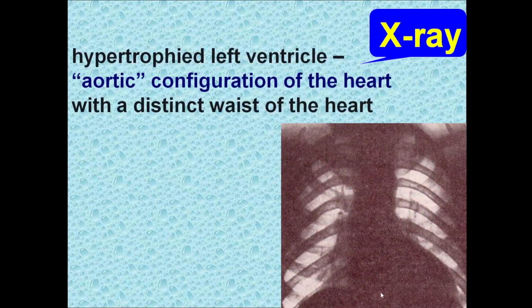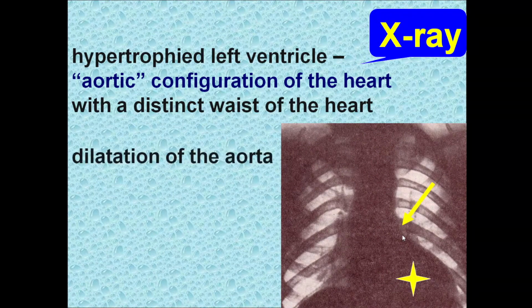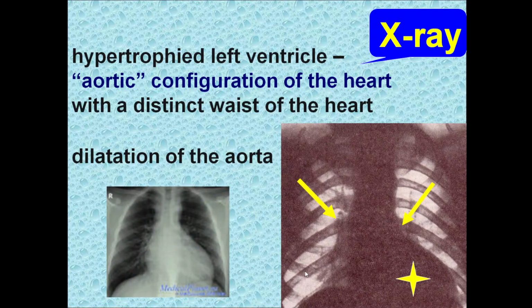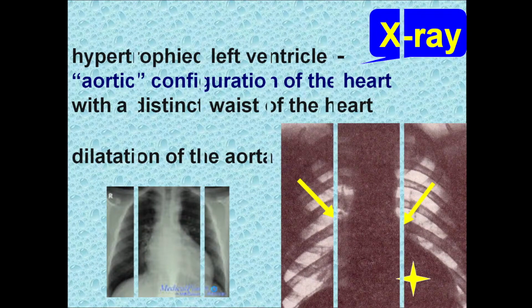On X-ray examination, aortic heart configuration due to hypertrophy of the left ventricle, and we see the tilt weight of the heart. Maybe compensatory dilation of the aorta due to comeback blood flow. Also, you see specific shoe-like aortic configuration of the heart.